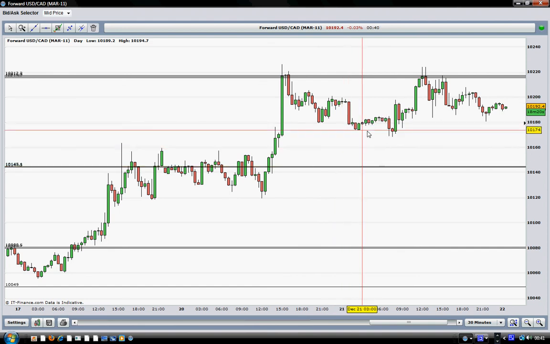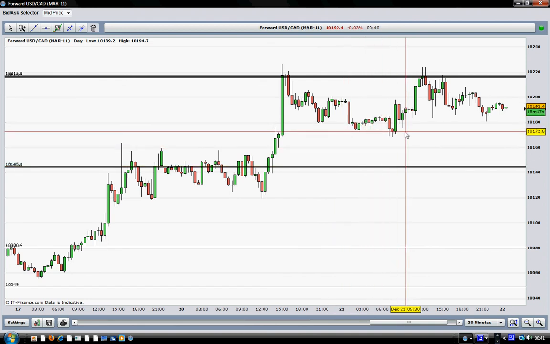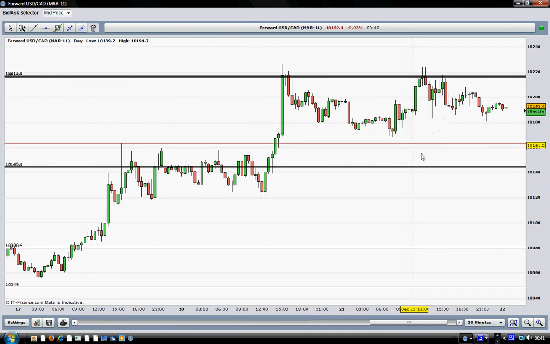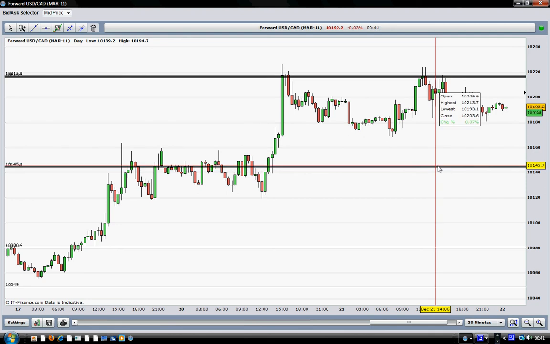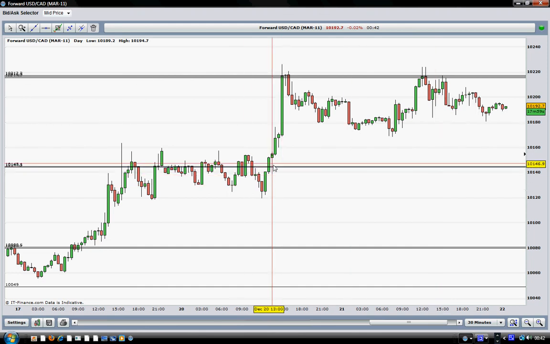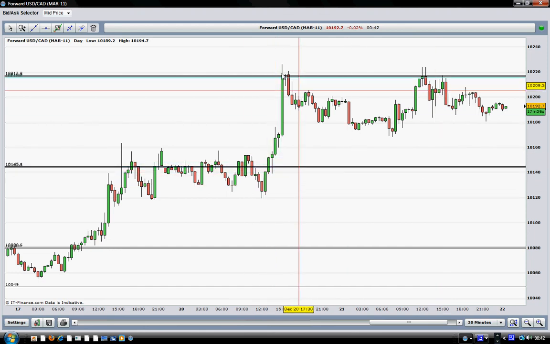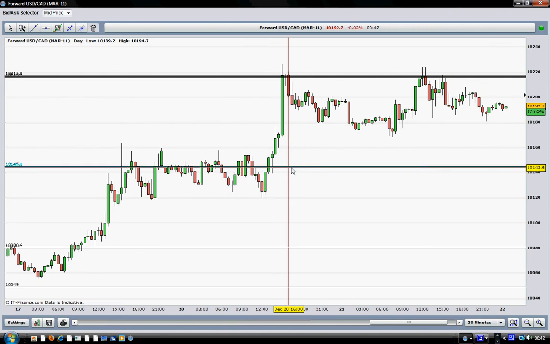So the first target is somewhere where I put my red horizontal line, 10169. If 10169 fails to support the price, it will come down to 10145. Then if the price reaches 10145 for this US dollar Canadian dollar currency pair, we have a range situation, which means the distance from here where I'm moving my cursor up to the top here will be projected to the downside, right there.